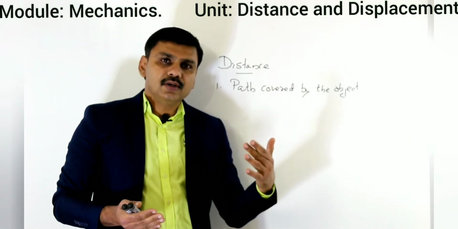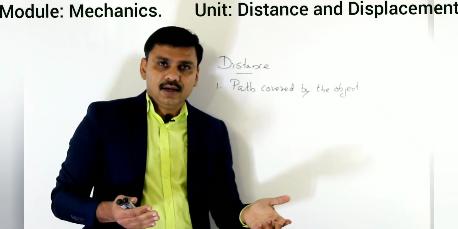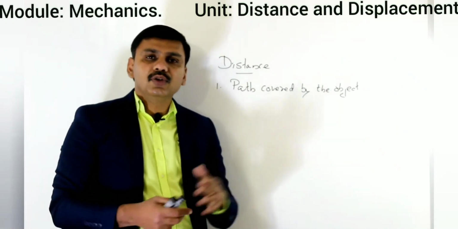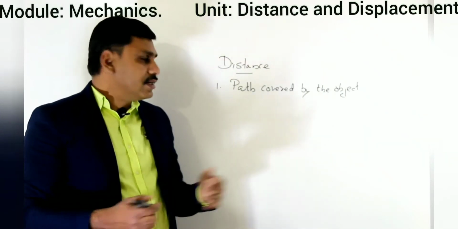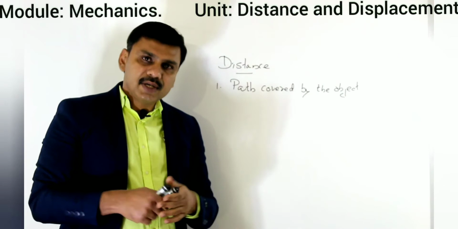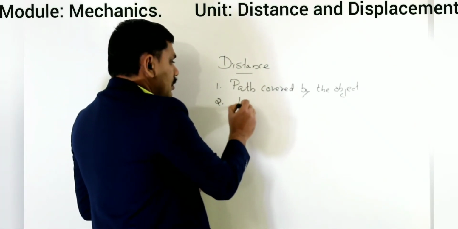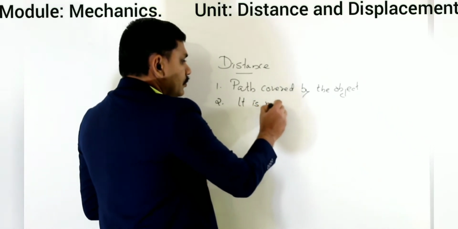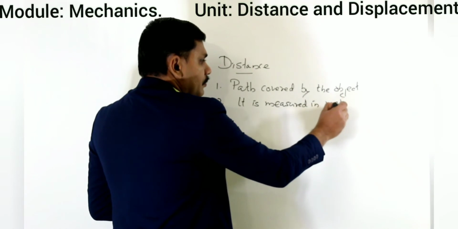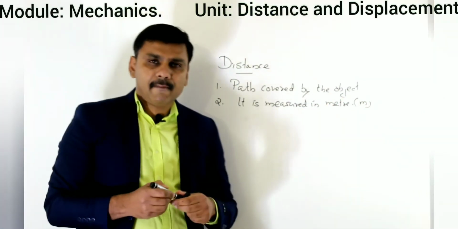So when you travel to a place, you are covering a distance, and you can take any path. The path covered by the object is known as distance. Then how will you measure distance? It is measured in the unit meter.